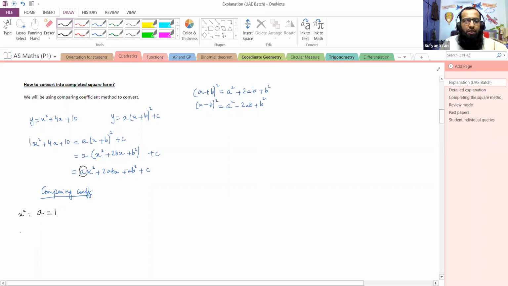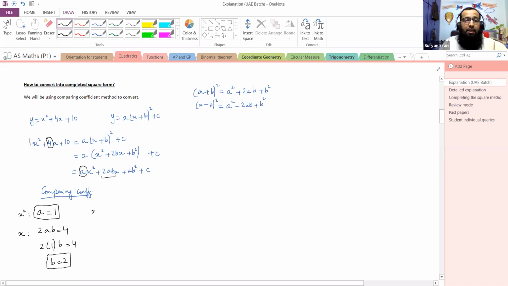Then comes the coefficient of x. The coefficient of x here is 2ab. The coefficient of x here is 4. This means 2ab equals 4. Now the value of a is 1 and b equals 2. a is 1, b is 2, right?